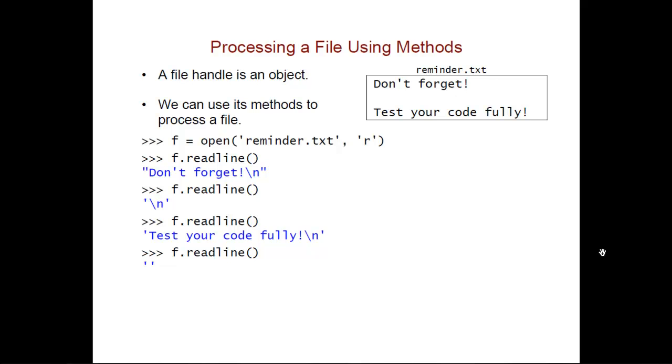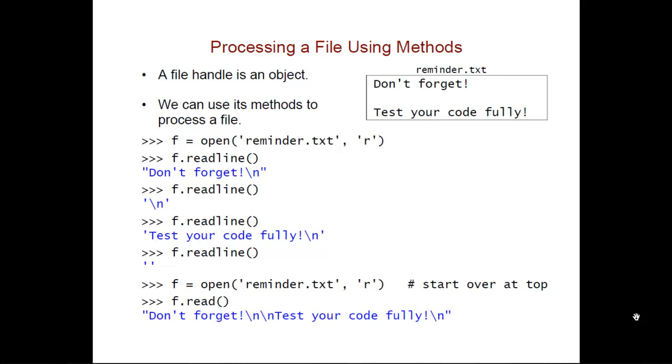If for some reason you need to start over at the beginning, you can do that by opening up a new connection and getting a new file handle. And that new file handle will start over at the beginning of the file. Now another method that's available to us in each file handle is a method called read. It gives you back the entire file as one big string.